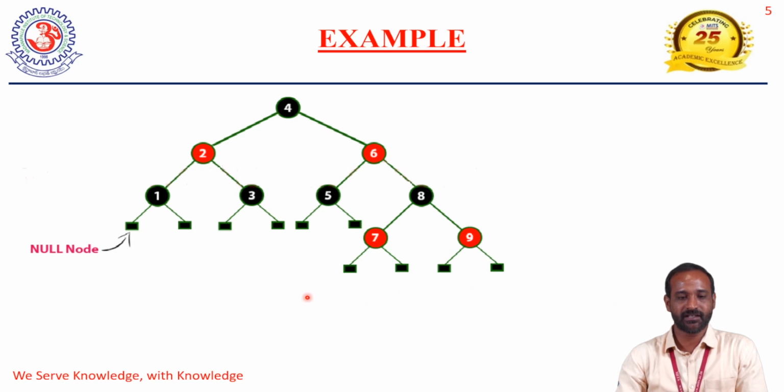And you consider every path. You just check the red black tree. Every path should consist of an equal number of black nodes. So if you consider from the root, the left subtree consists of 3 black nodes and the right subtree also consists of 3 black nodes. So this is the perfect example of a red black tree.